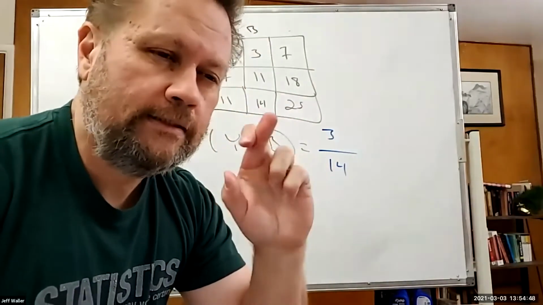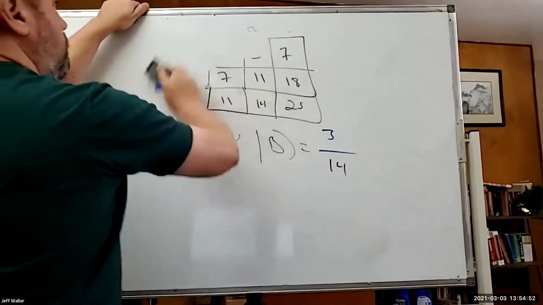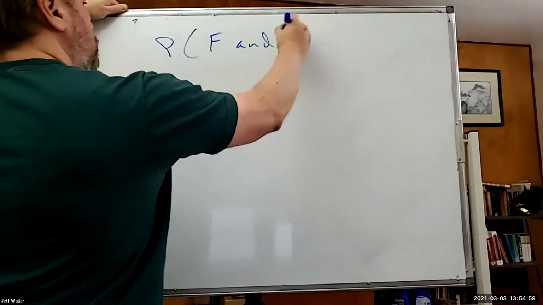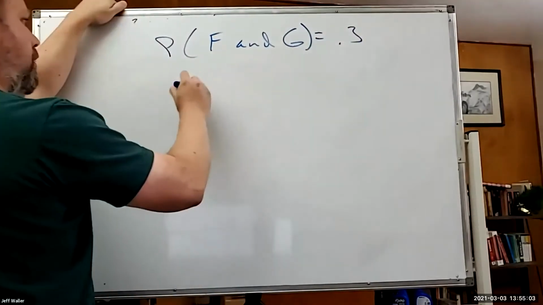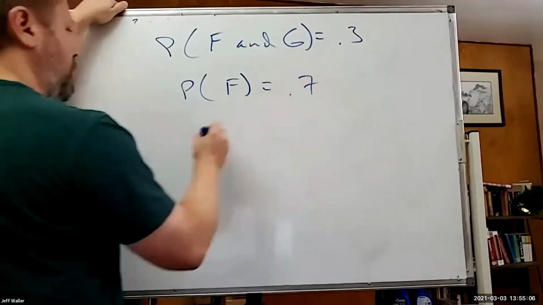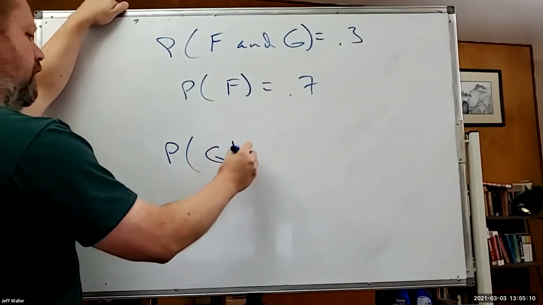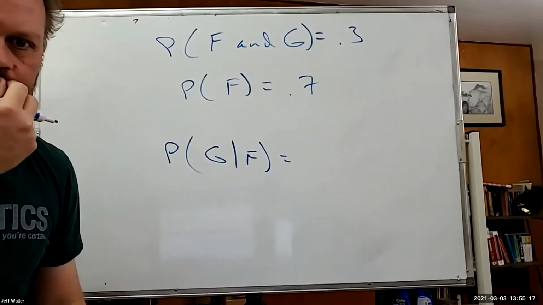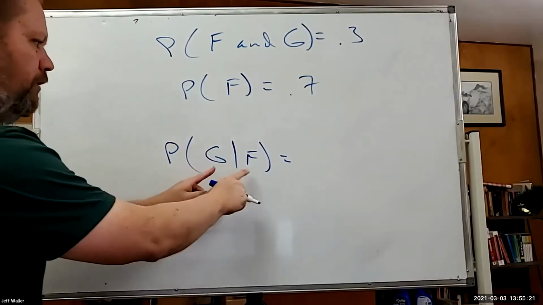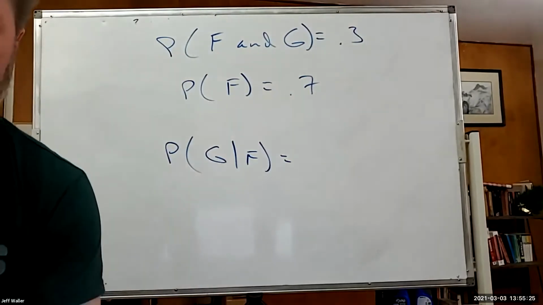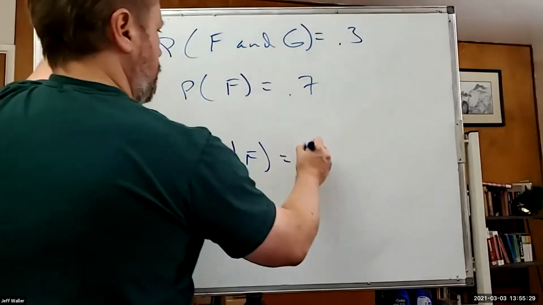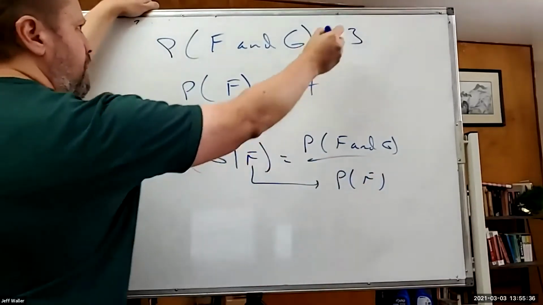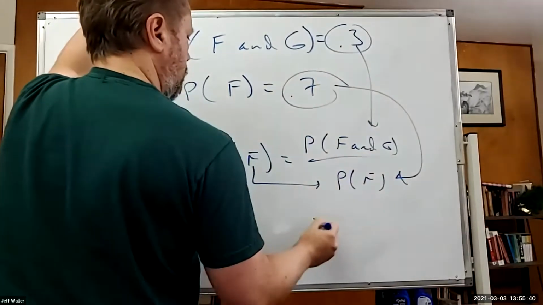Okay. So here's a different kind of problem. What if I told you the probability of F and G is 0.3, and the probability of F is 0.7, and then I say, what's the probability of G given F? Well, what's the formula for this? Probability of F and G divided by probability of F. Yeah, the bottom is going to be that. Do I have everything I need? Yes. Bam.